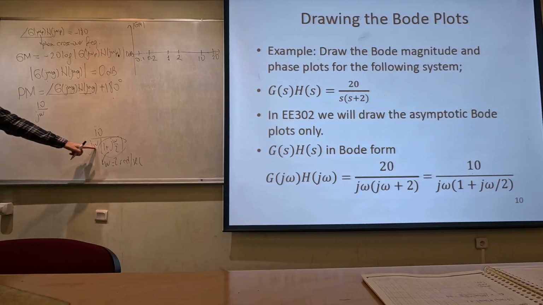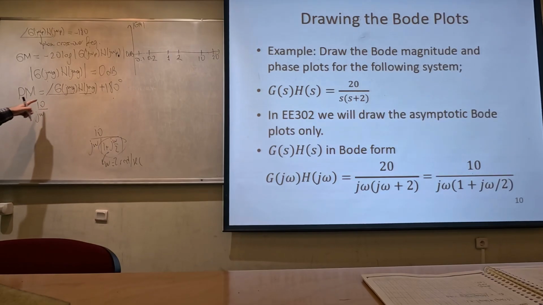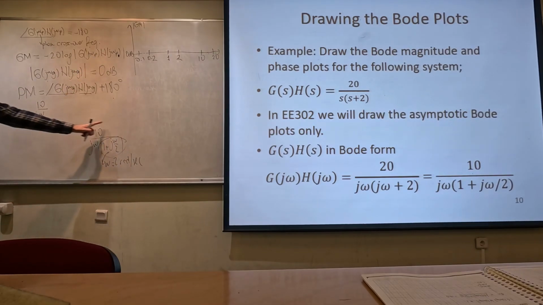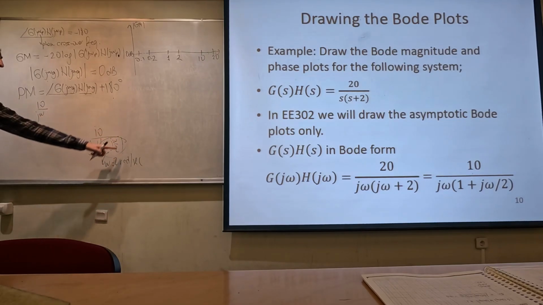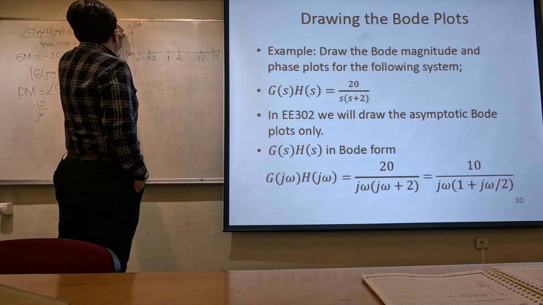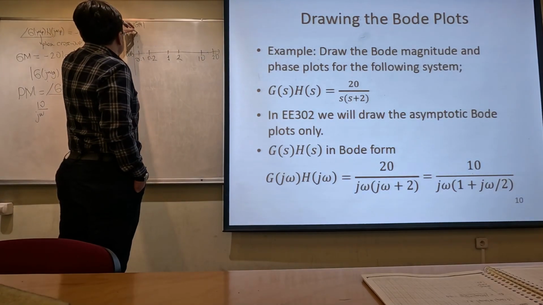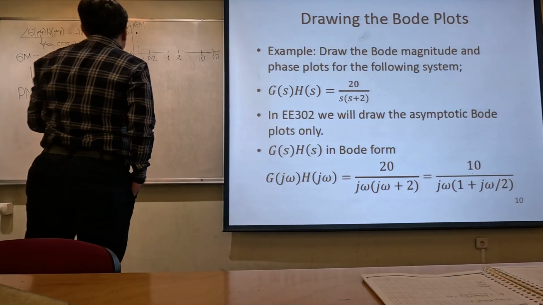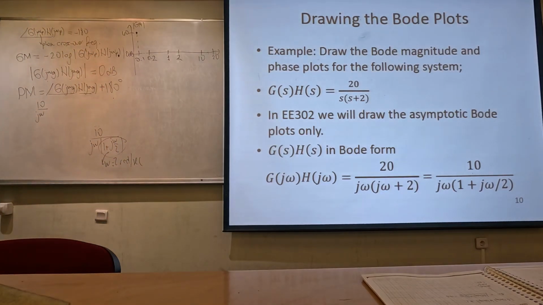So for a small frequency, omega equal to 0.1, the whole transfer function would turn into this. What is the magnitude of this thing at the frequency 0.1? It is 100. In dB scale, it is 40 dB. So here, we are going to start the Bode plot at frequency 0.1 at 40 dB.